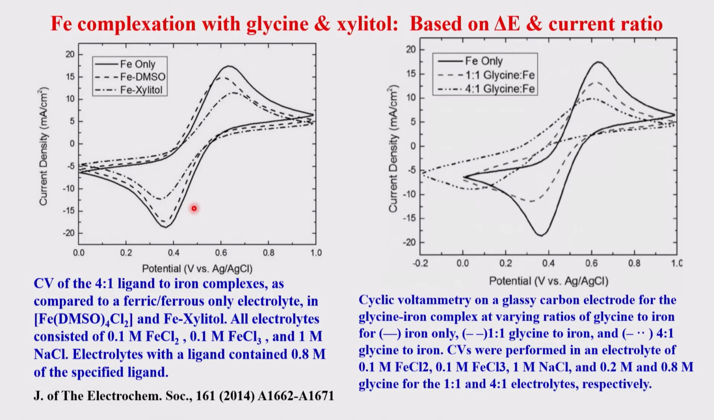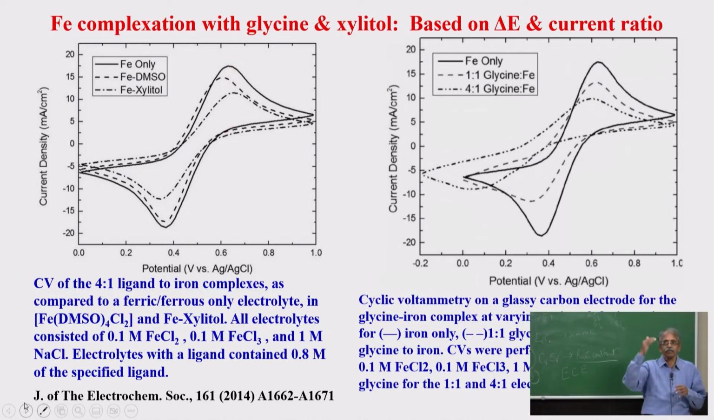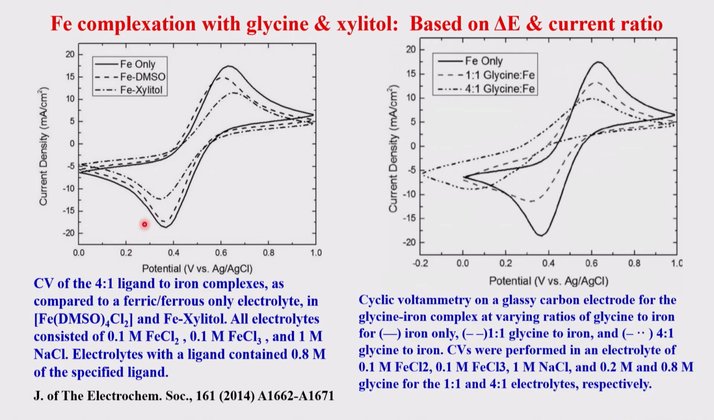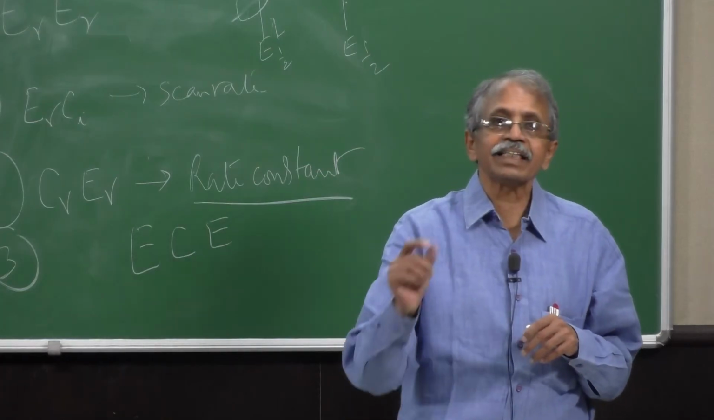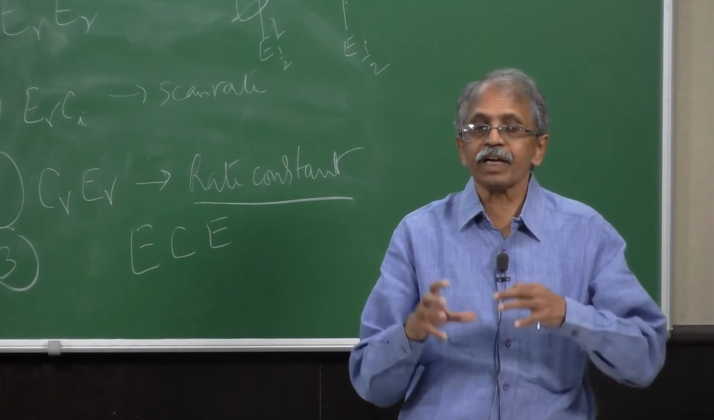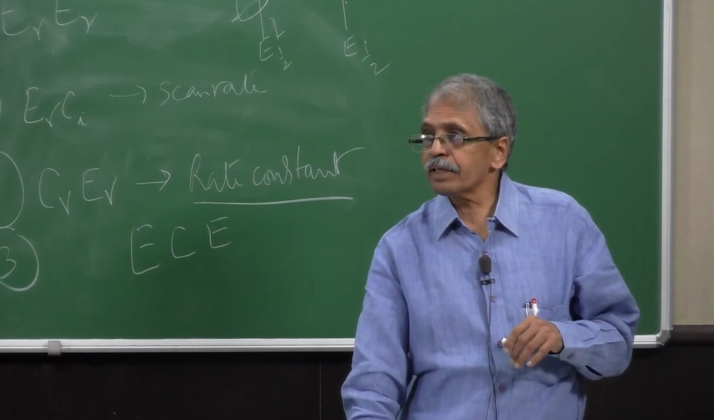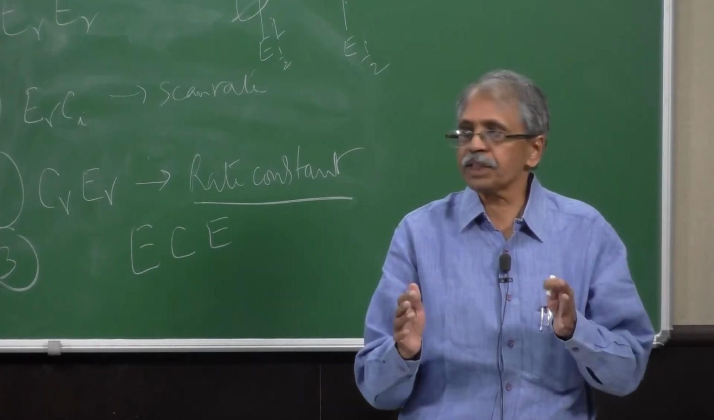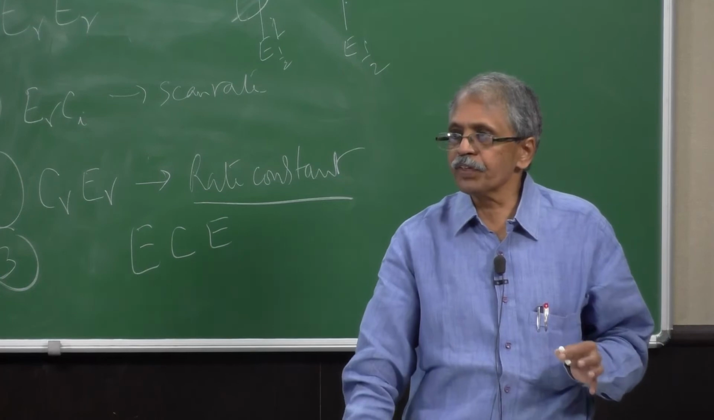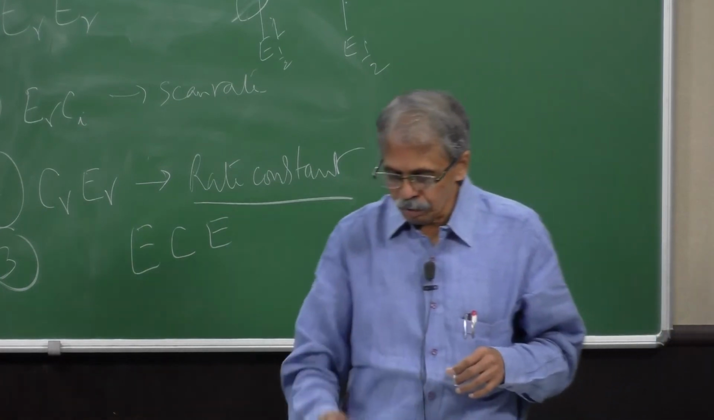So for example, when you take complexation, again some parameters. What are the parameters that you have? Potential at which EPA, EPC, difference in the potential, ratio of the current. These are some of the parameters. So if you take the iron 2 plus, iron 3 plus couple which is shown here, in presence of the DMSO, this dashed curve, and in presence of the xylitol, a carbohydrate which can bind with the iron, you can see the peak heights, current heights are changing, and the gap, the separation between this, which is a characteristic of the complexation.